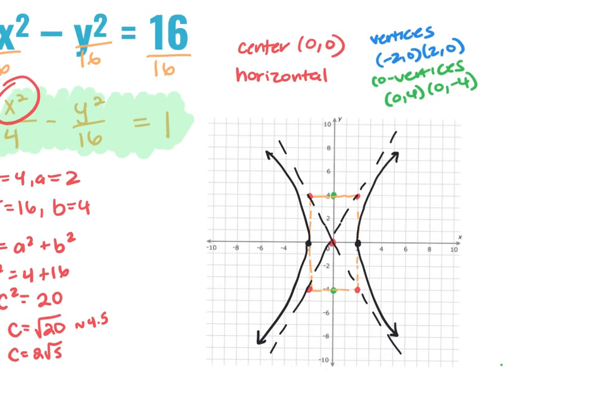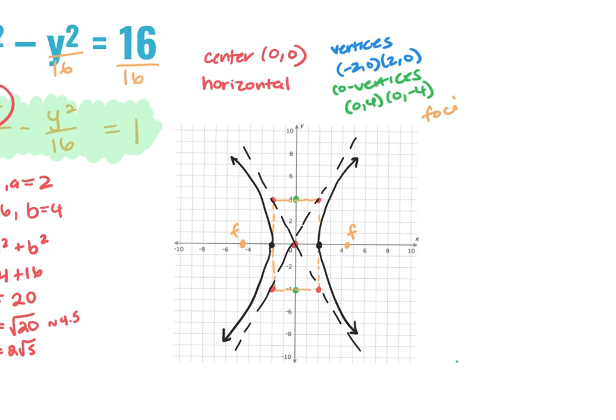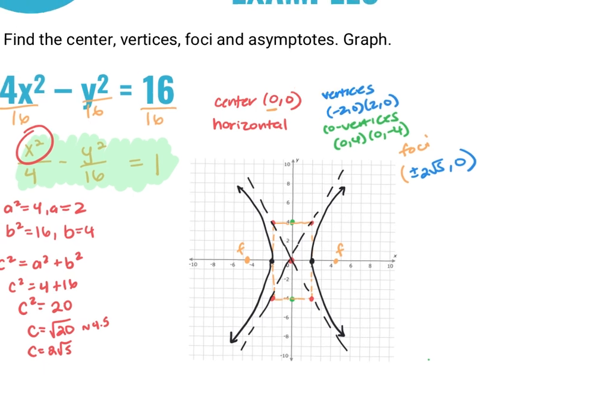The foci would fall inside those branches, so I would add and subtract 4.5 in both directions to graph it. That's my focus and my focus. But to give those coordinate points, I keep it exact. So I would take my x, which is 0, and add and subtract 2 root 5. If it wants them separate, obviously you need to separate it out: negative 2 root 5, 0, and positive 2 root 5, 0. Questions so far? We still have one more thing to get, and that is the asymptotes.